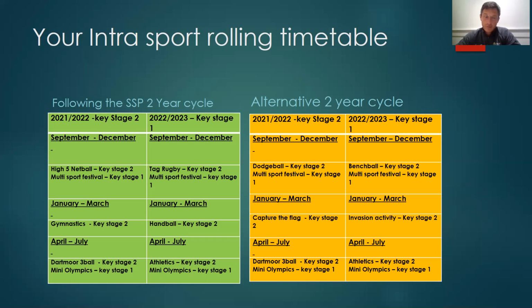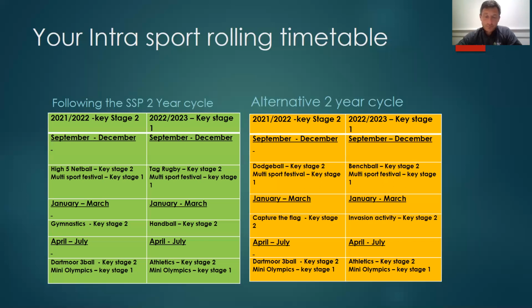So that would be an example of one year of a 2-year cycle for the DSSP intra-school sport competitions. Then on the right-hand side, you've got the amber one, which is an alternative. Essentially it has some of the same competitions, but it may be that you just want to mix it up a little bit and add something that you know your students really enjoy.